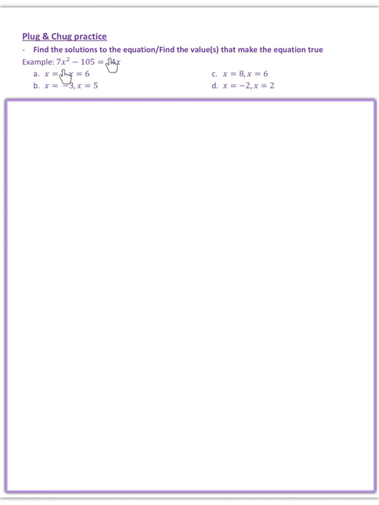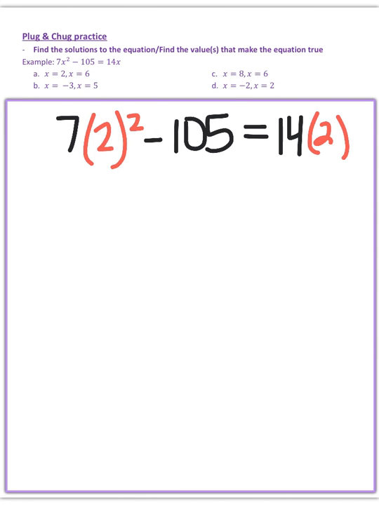Remember, everywhere you see an x, which are these two spots, I'm going to take out that x and replace it with a 2. Now that I've plugged my 2 in, I'm going to go ahead and start doing order of operations. Remember, you can work on the left side independently from the right side. So I'm looking at my left side. I don't have any parentheses. I mean, I do have parentheses. You can consider these to be parentheses right here, but there's only one number inside of them, so I really don't have parentheses in that situation.